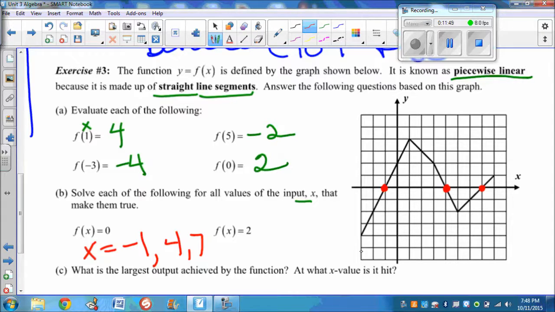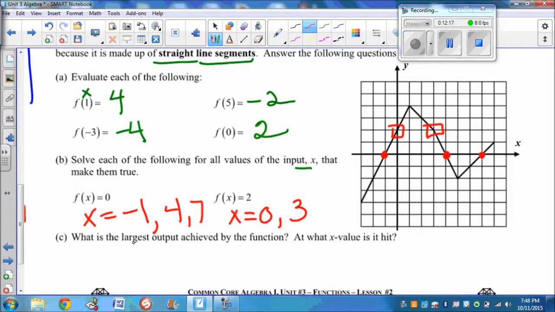And the next one says, what is the input given an output of 2? So my y value is 2 there and there. So that's an x value of 0 and an x value of 1, 2, 3. So 0 and 3. So the last question says, what is the largest output achieved by this function?